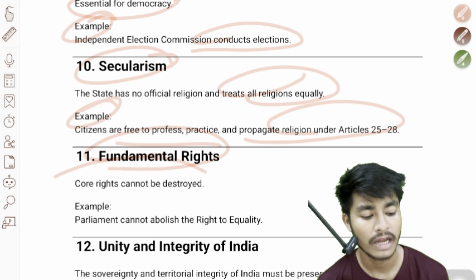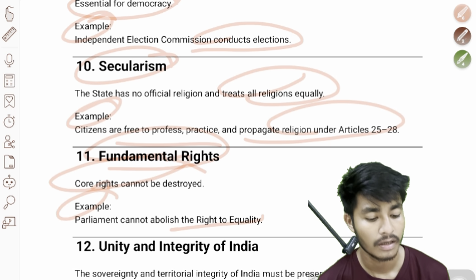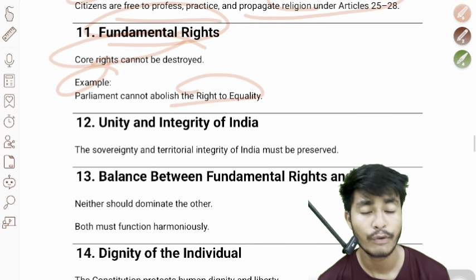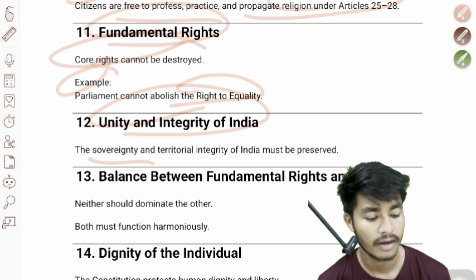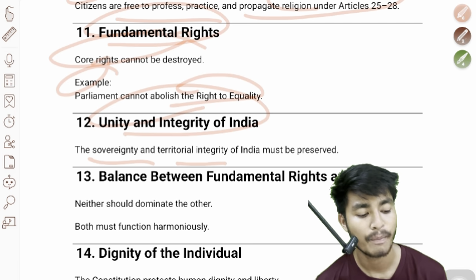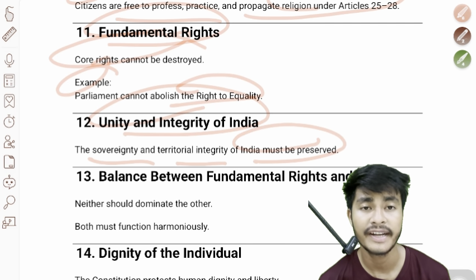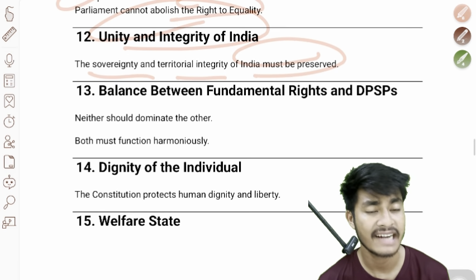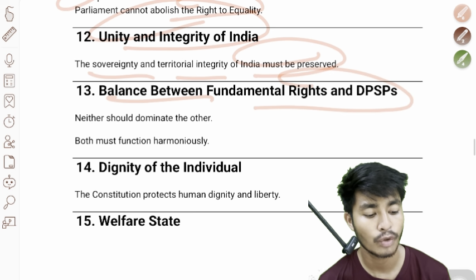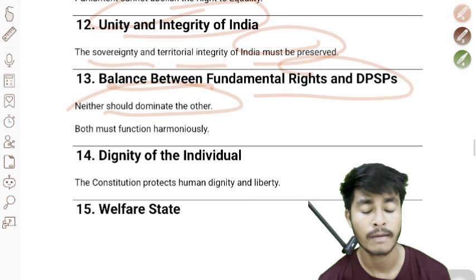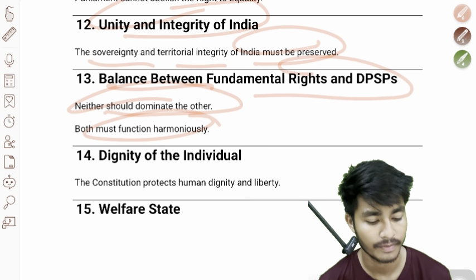Example, Parliament cannot abolish the right to equality. 12th, unity and integrity of India. The sovereignty and territorial integrity of India must be preserved. And 13th, balance between fundamental rights and DPSPs. So neither should dominate the other and both must function harmoniously.